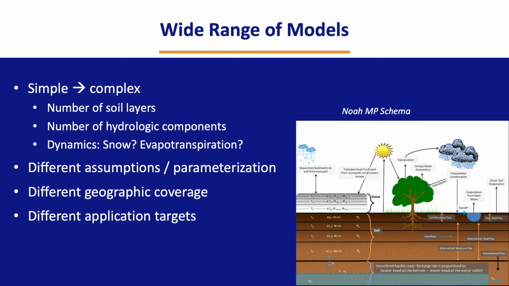In addition, there's a question of the number of hydrologic components that might be included. For example, in terms of dynamics, is snow considered? And if so, how many layers? Is evapotranspiration considered? How is vegetation engagement with water factored in? There's a lot of complexity that can come from that. Even if that's all consistent from model to model, there are a lot of different assumptions about how to handle those dynamics and what kind of parameterization to use to support the model.